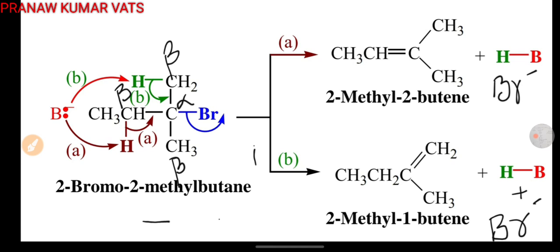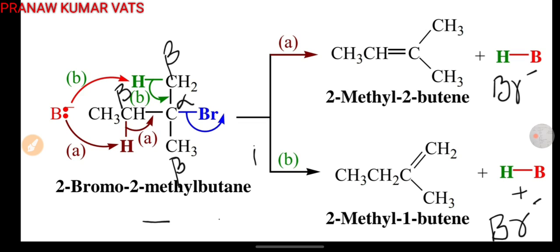So when a base reacts with any halogenated compound, then it causes elimination. What are the conditions of elimination and what are the conditions of substitution, I have already discussed in a previous video. So when we treat with base, then there will be elimination of beta hydrogen. So first we have to check how many beta hydrogens are present in this molecule.